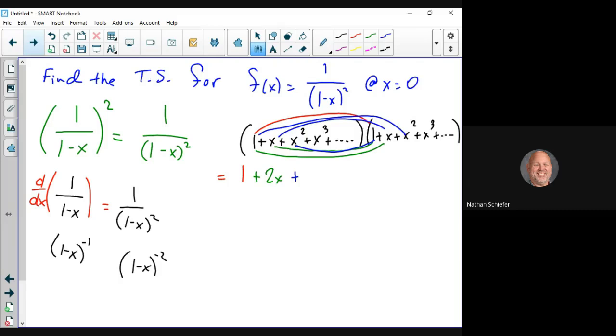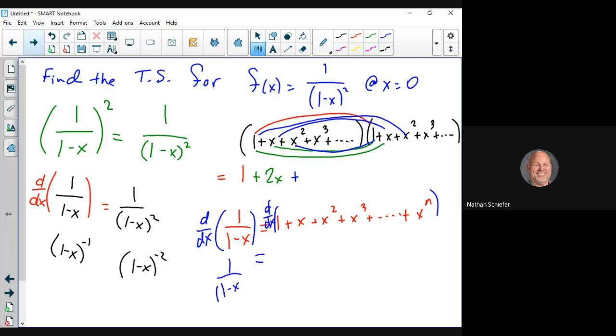So if that's the derivative, then I could just take this series we know, 1 plus x plus x squared plus x cubed plus x to the n, and I could differentiate each term. I could d/dx this, and I could d/dx this. I could take infinite derivatives. 1 over 1 minus x squared is equal to what?